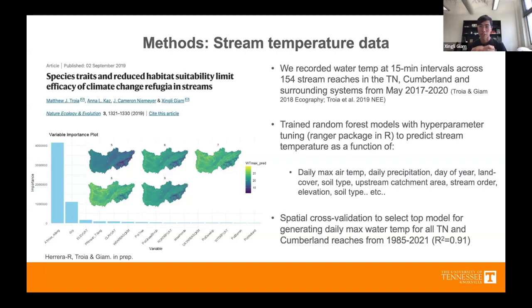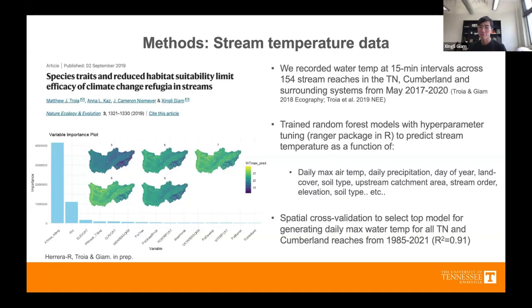And we've got water temperature recorded at 15-minute intervals across the entire system. So we use this data and we train random forest models. Guido trained these random forest models with hyperparameter tuning using the Ranger package in R. And then we predict the stream temperature as a function of air temperature, as well as hydrographic variables like elevation, upstream catchment area, stream order, and variables like land cover, etc.